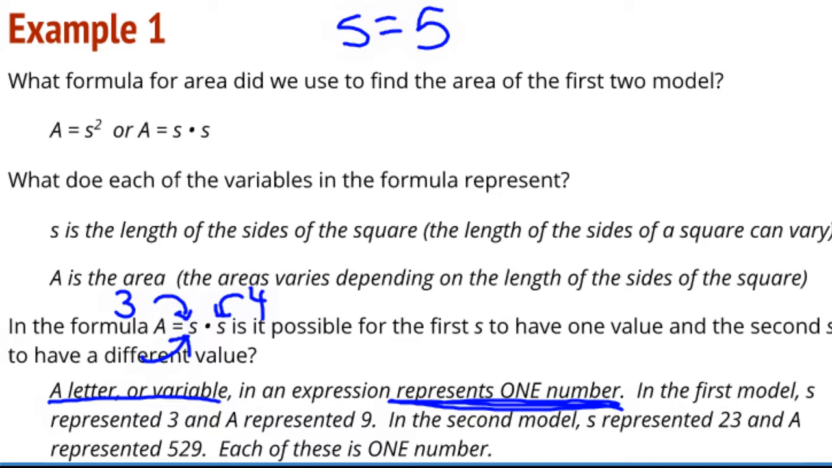So in the first model we looked at, S was equal to 3. In the second model, S represented 23. The A was represented by a 9. That was the area. The A was represented by 529. That was the area. Each of these is one number.